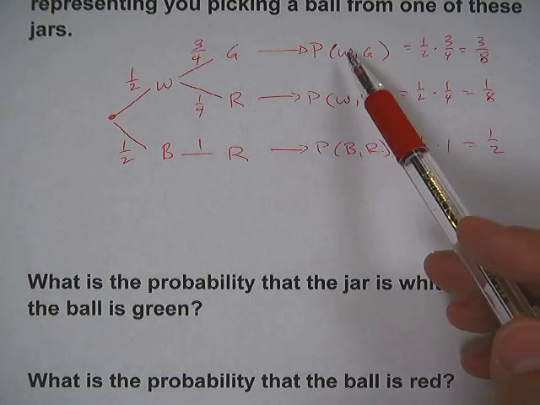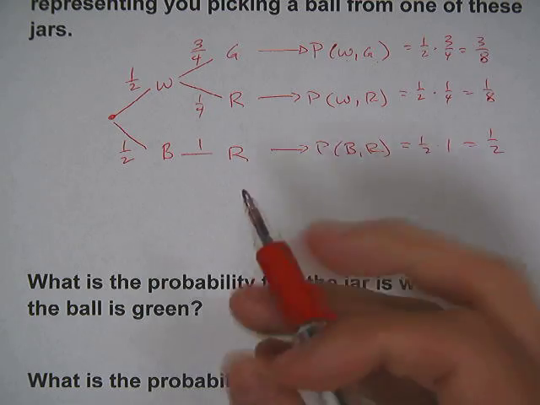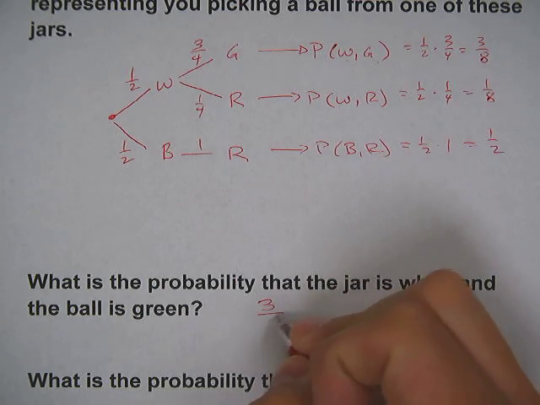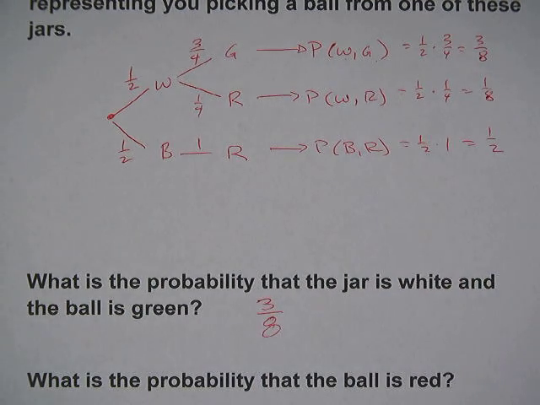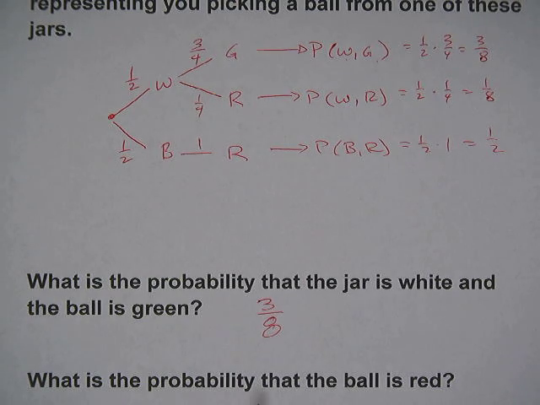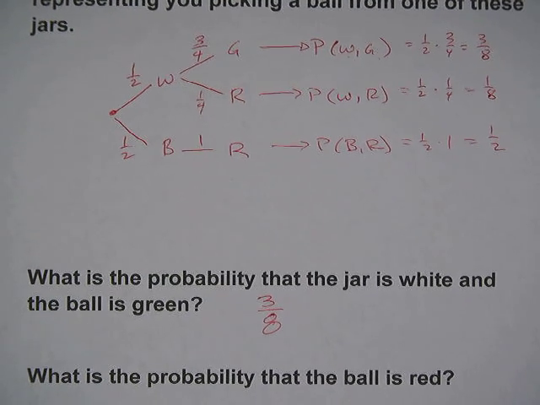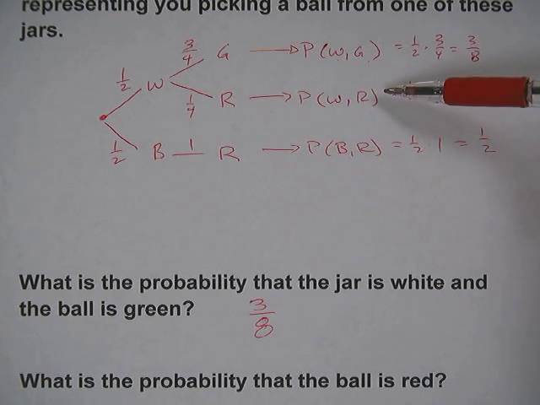So let's answer a couple of these questions that I have down here. It says, what's the probability that the jar is white and the ball is green? Well, by doing this, that's pretty easy to figure out. Probability the jar is white, ball is green. There you go, 3/8.